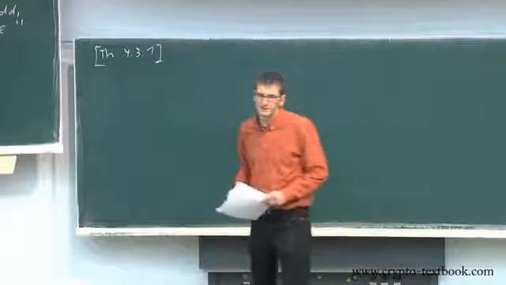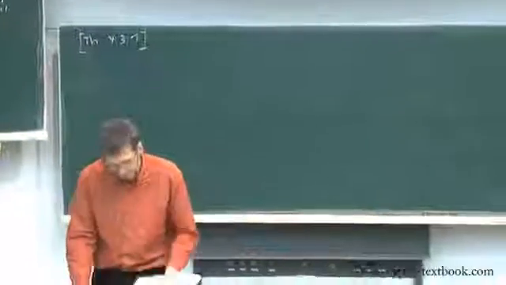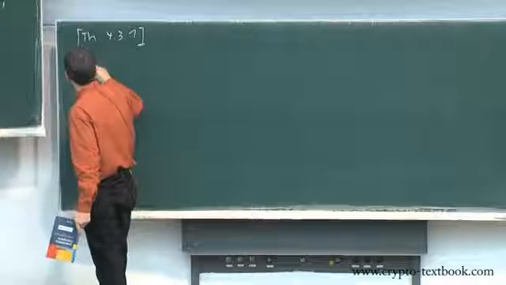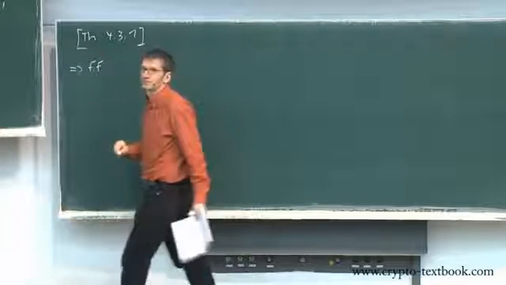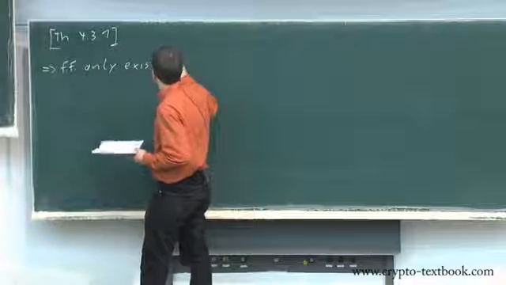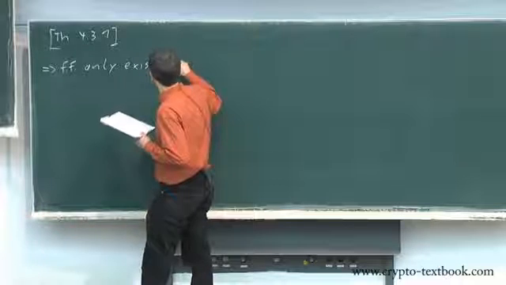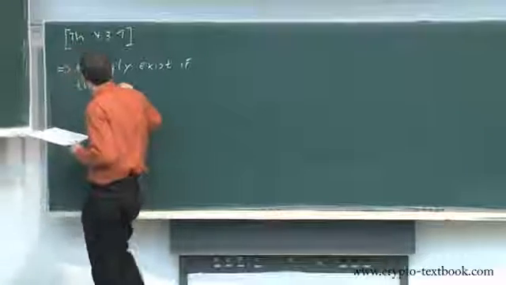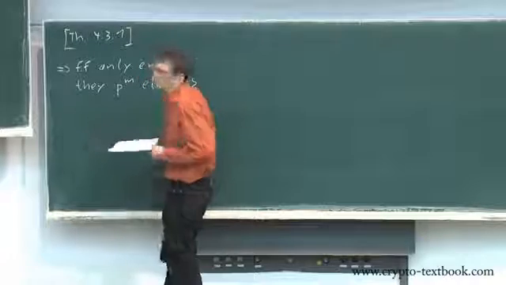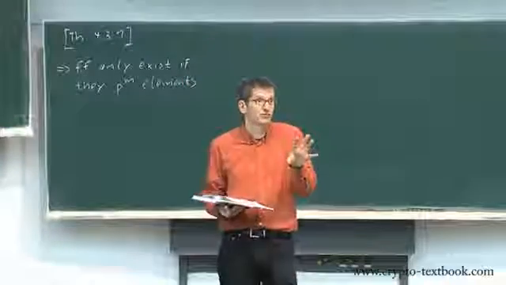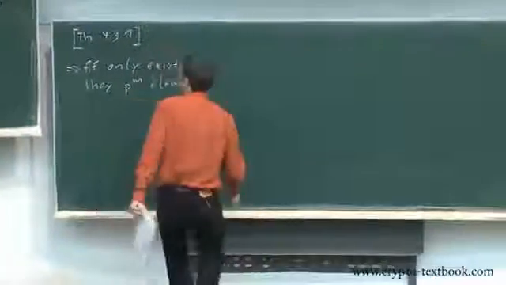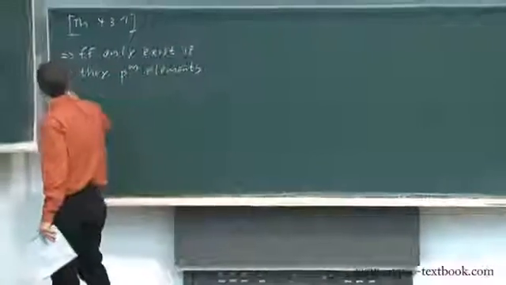What this theorem tells us is that finite fields only exist if they have p to the m elements. This is a very strange statement. And I give you a few examples of what that means.